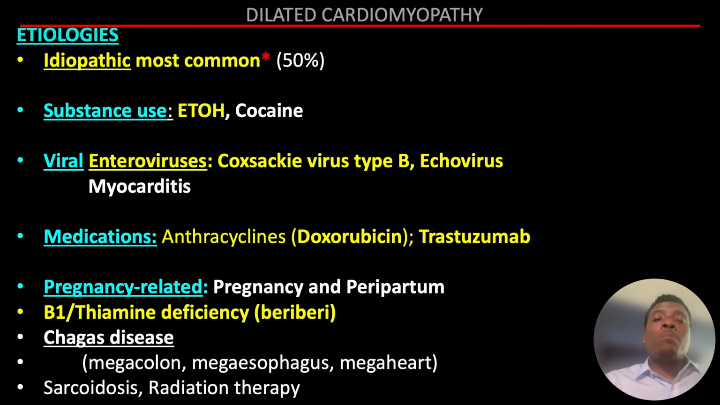Now, pregnancy and postpartum complications can also result in dilated cardiomyopathy. So in the pregnancy and postpartum period, they may present with symptoms of cardiomyopathy. Now, B1 or thiamine deficiency is another very important metabolic cause of dilated cardiomyopathy. Now, B1 is very important for cells that function at a very high level.